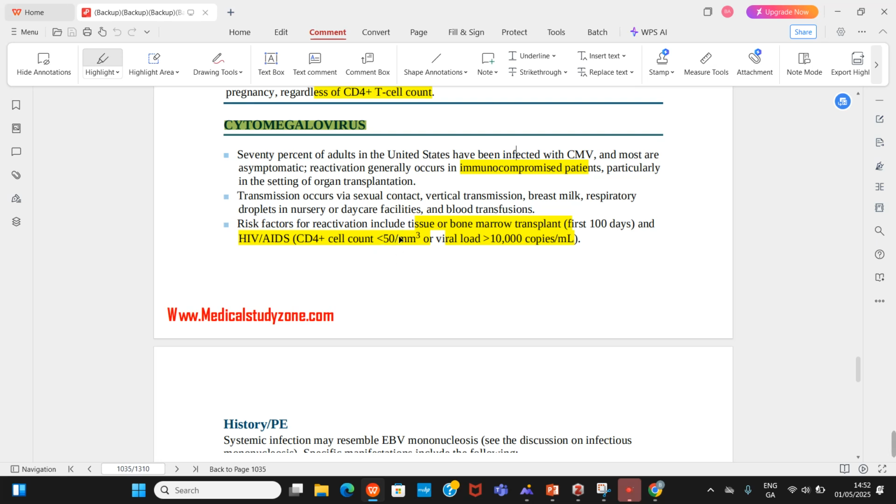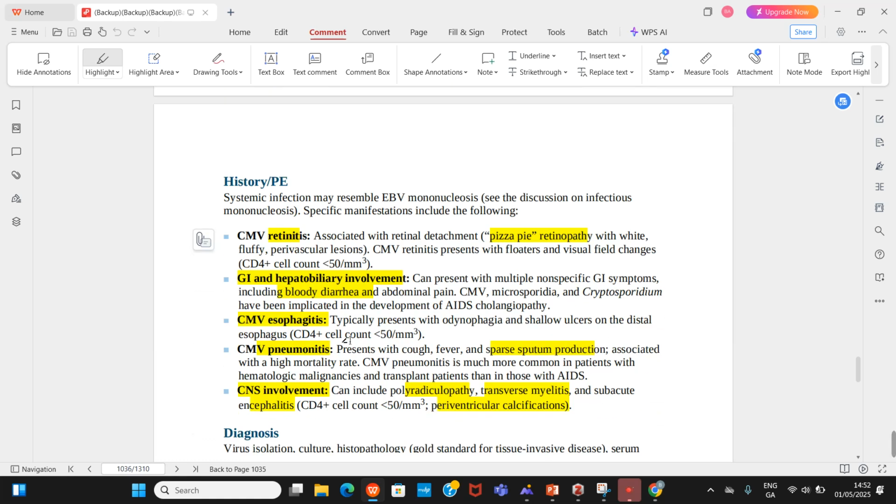So it's very, very common in people that have CD4 count less than 50, just like Mycobacterium avium. People that have HIV with CD4 count less than 50 can get reactivation of the cytomegalovirus and start presenting with some clusters of infection that we're going to talk about shortly. Don't forget the fact that it can resemble infectious mononucleosis from EBV. And we said that to differentiate it you do the heterophile antibody test, which is going to be negative in people with cytomegalovirus infection.